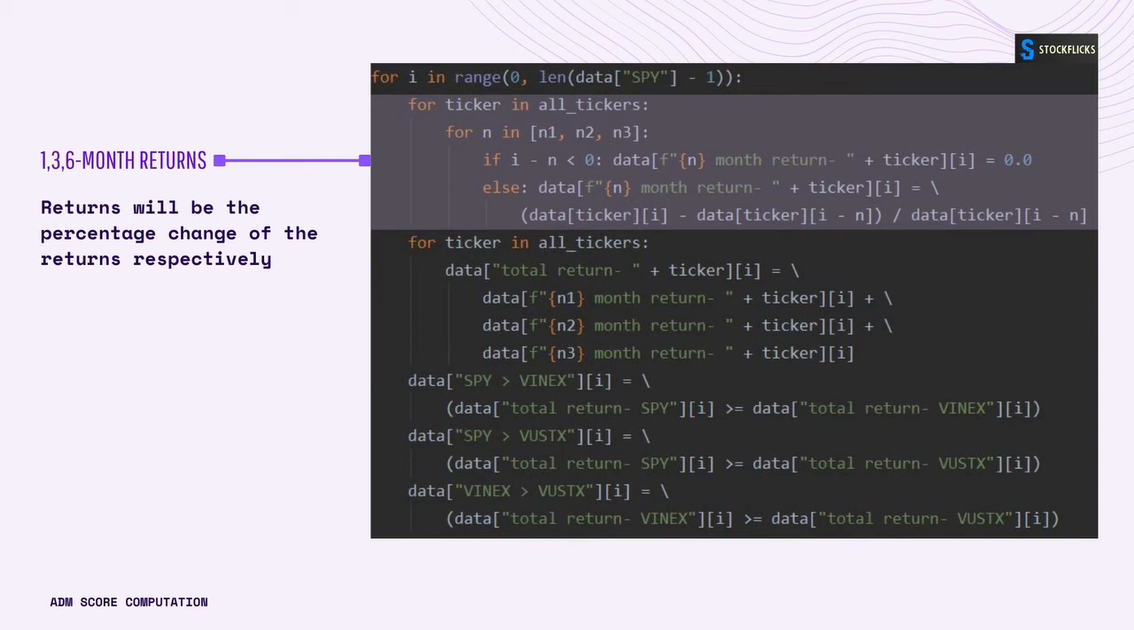Same theory could be applied to the calculations of 3-month and 6-month returns. The only difference will be the period we choose, for example, t and t-3 for 3 months, t and t-6 for 6 months.